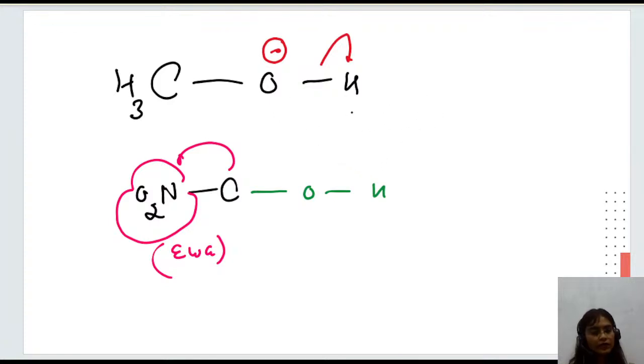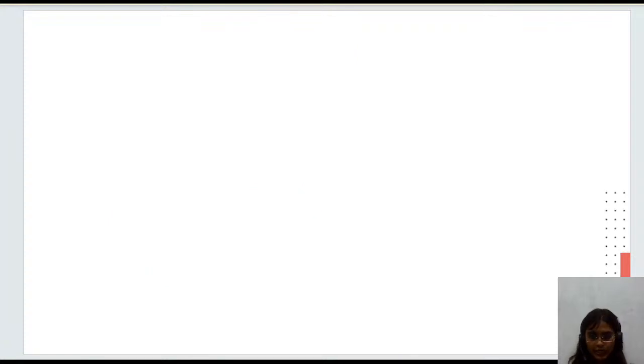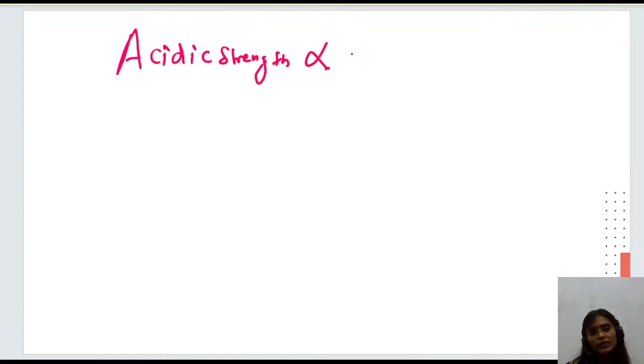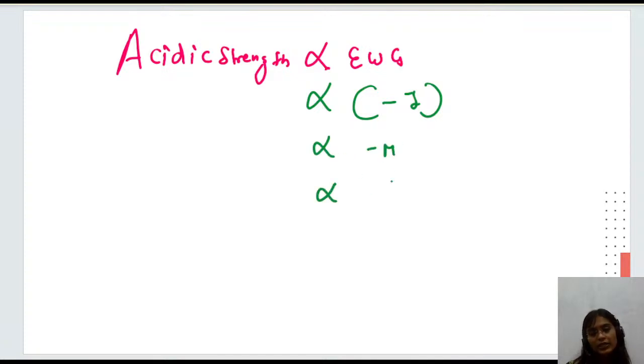So if we are checking for acidic strength, we are checking for A negative stability. The acidic strength is directly proportional to the electron withdrawing group. In short, if we are discussing the factors, it is directly proportional to the minus I effect, it is directly proportional to the minus M effect, it's M simply.